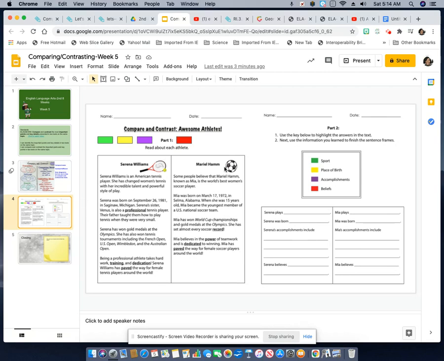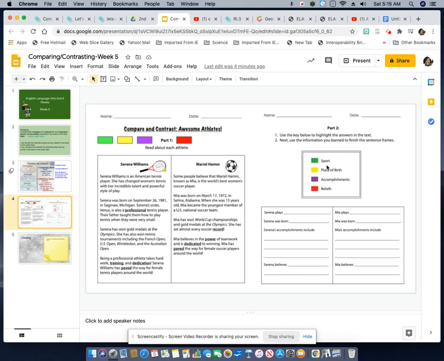We're going to read each text and we're going to use the different highlighters. Green we'll use to highlight the sport that each person plays, yellow for their place of birth, purple for their accomplishments, and red for their beliefs. Now, you may not know what an accomplishment is. An accomplishment is something someone works hard to achieve. And a belief is something someone believes to be true and is important in life.